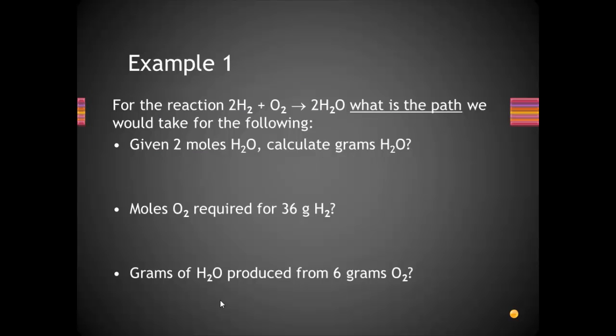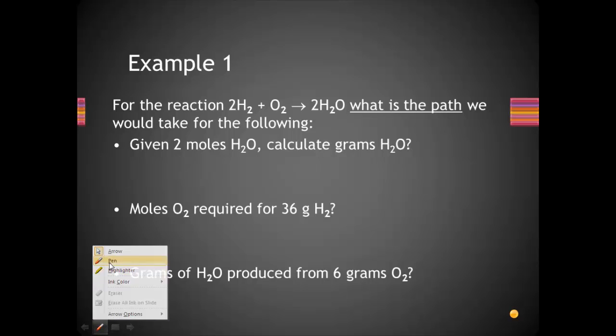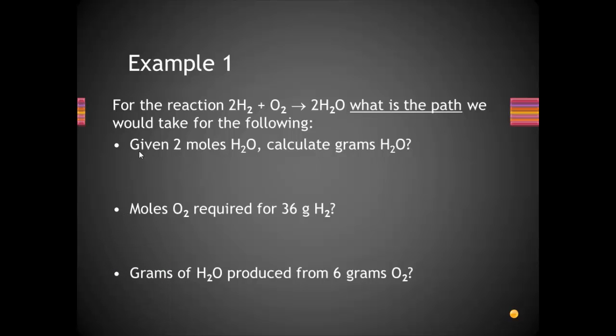For this first example, let's simply look at the pattern that we would need to take, the path. Let's not work it out, let's just think about the steps in that pathway. If we had this reaction for the synthesis of water, if we started with 2 moles of water, how could we get to grams of water? Well, because this is water and this is water, this is going to be a mole A to gram A problem. We're not changing the chemical, we're staying with water. So it's just a one-step conversion using molar mass.